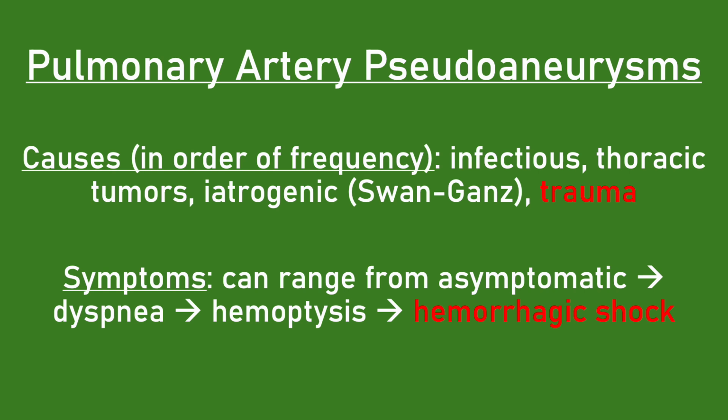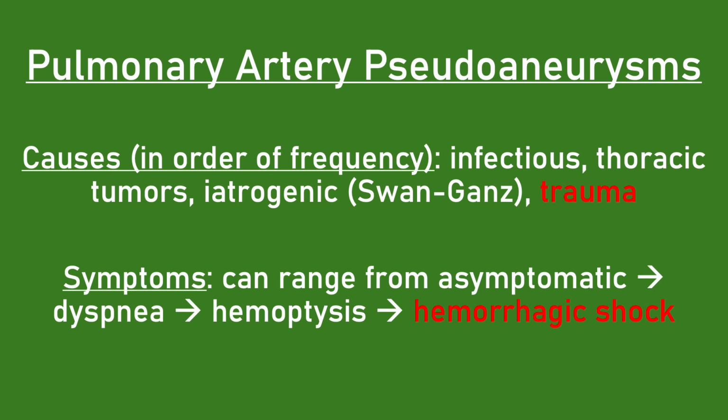So before we dive into the actual case itself, I'd like to give a little bit of background on pulmonary artery pseudoaneurysms. Listed here below, we have several of the causes in order of frequency, with the most common being infectious. And those can range from septic emboli causing mycotic aneurysms to necrotizing pneumonia causing parenchymal and vessel destruction. Thoracic tumors can cause them. We can cause them iatrogenically with Swan-Ganz catheter placements, and in the case of our patient, trauma.